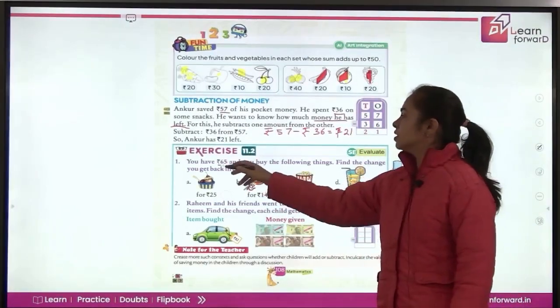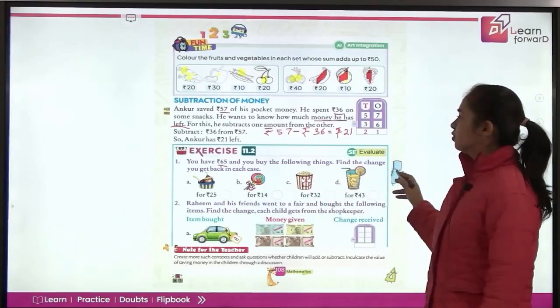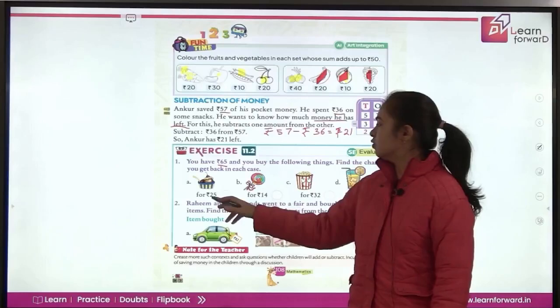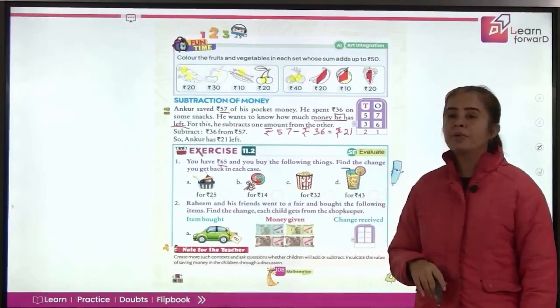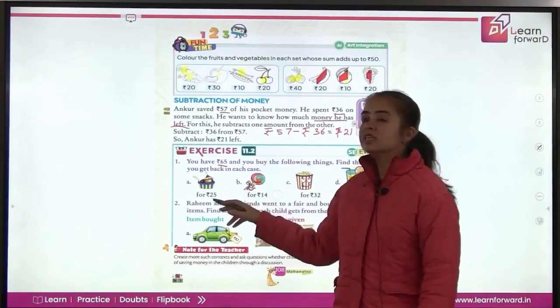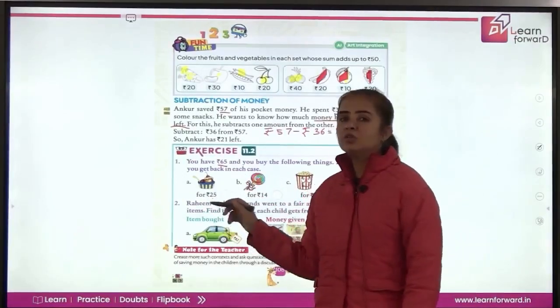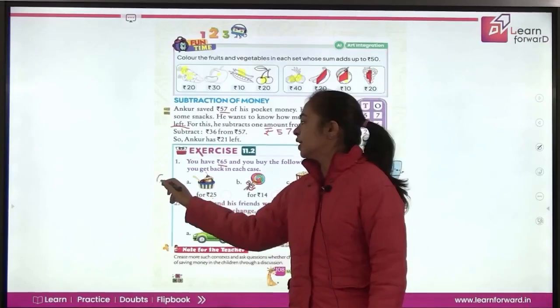You have rupees 65 and you buy the following things. Find the change you get back in each case. So, out of rupees 65, if you buy this cupcake, what do you get? It is for 25. How much money will you get? 65 minus 25.